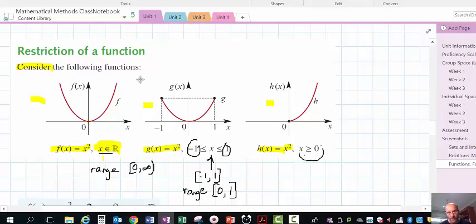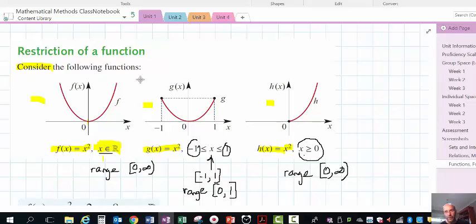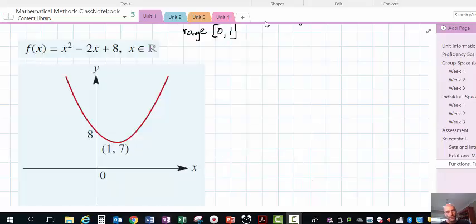Last one here is anything from 0 upwards, only positive, or in other words non-negative values, which includes 0. So we've got that restriction on the domain, and so the range would be from 0 up to infinity. So you note the brackets there. Let's have a quick look at some other examples.